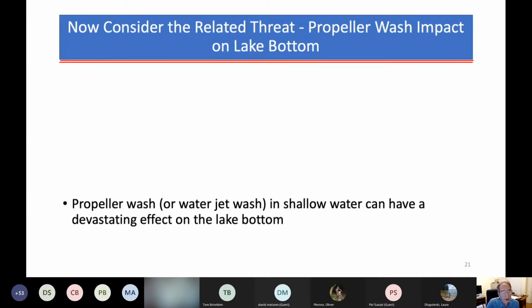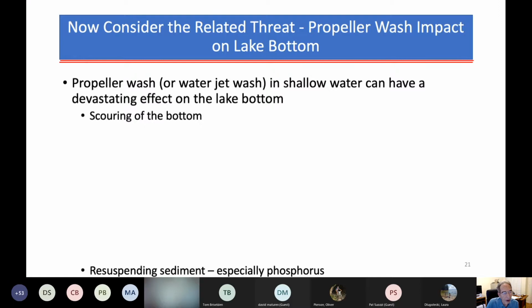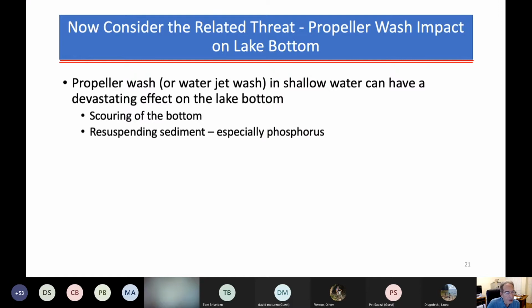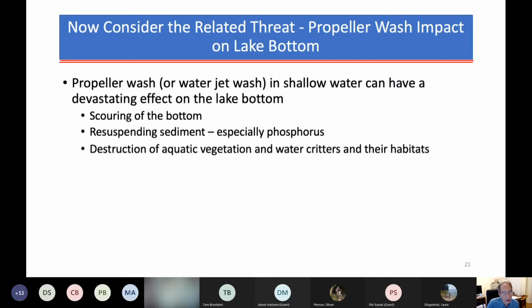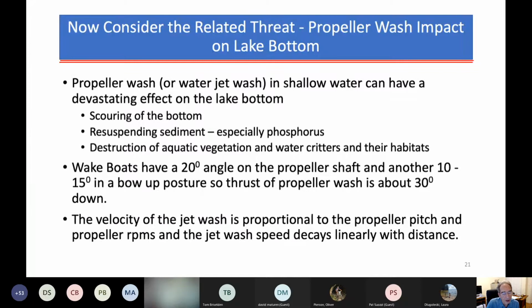Now let's move on and consider the related problem of propeller wash impact on the lake bottom. It can have a devastating effect by scouring the bottom, resuspending sediment, especially phosphorus, destruction of aquatic vegetation and water critters and their habitats. Now, wake boats have a 20-degree angle on the propeller shaft and another 10 to 15 degrees in a bow-up position, so the thrust of the propeller wash is about 30 degrees down.